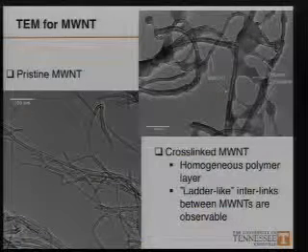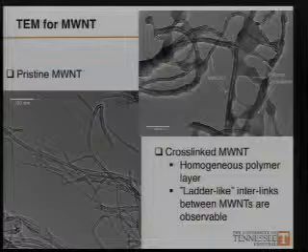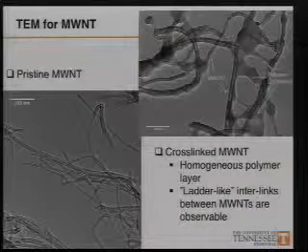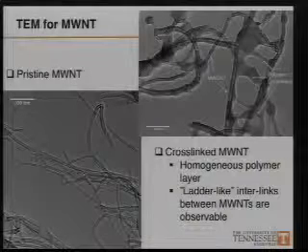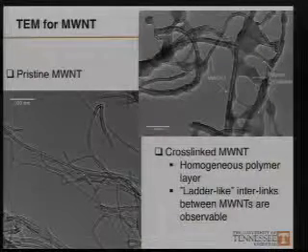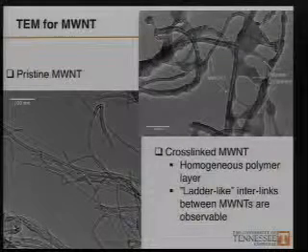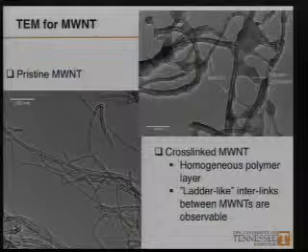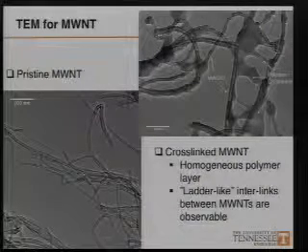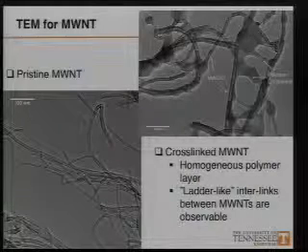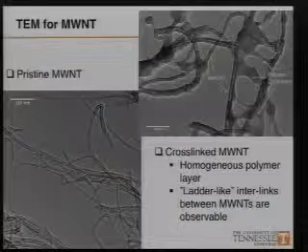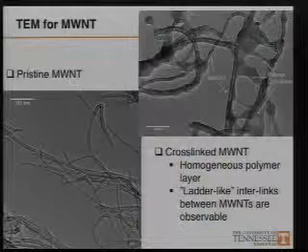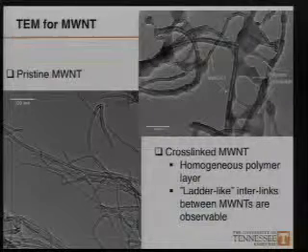In order to visualize the crosslinking, we tested the samples under TEM. On the left is the image for pristine multi-wall nanotubes. You can see that long tubes exist in this image with occasional kinks and defects. On the right is the image of a crosslinked nanotube sample. There's a homogeneous polymer layer observable on the nanotube walls, which indicates that the functionalization of BCB polymers was homogeneous and doesn't favor the tube ends or defect sites. Also, there are ladder-like interlinks observable between the nanotubes, indicating that we have found the crosslinking effect that we are looking for.